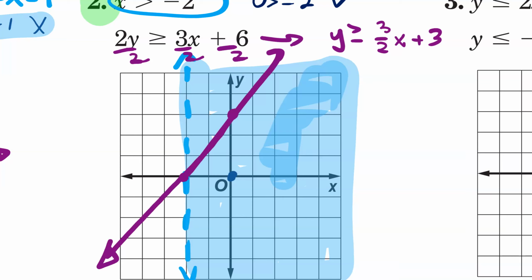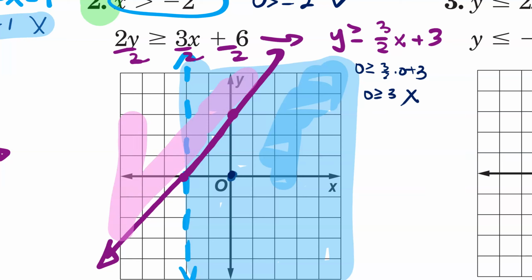Next step, I pick a point that's not on my line. 0, 0 is real cool because you plug in zeros for x and y, so a lot of things cancel. It makes the computation much easier. So look, is 0 greater than or equal to 3? No. So you have to shade the other half where it is not. If it was true, I'd shade the half where 0, 0 is. Since it's not true, I shade the other half.